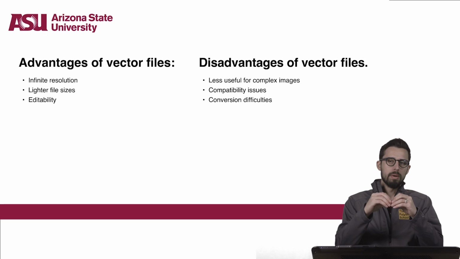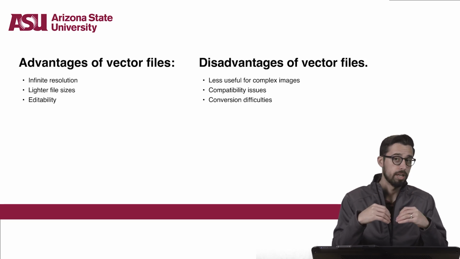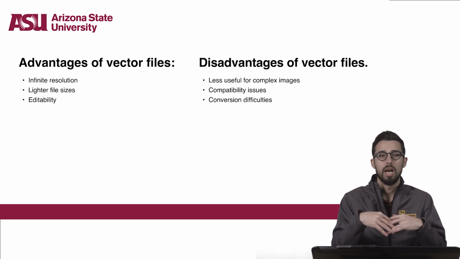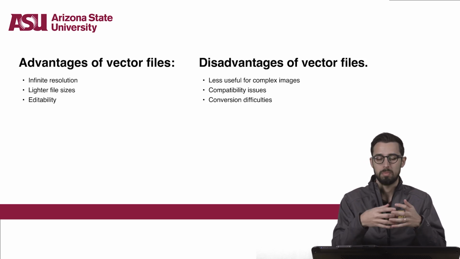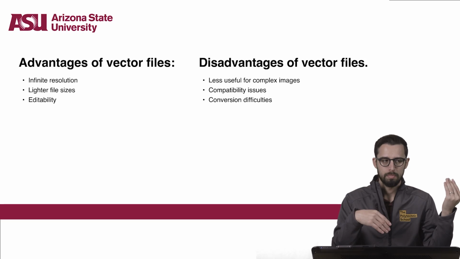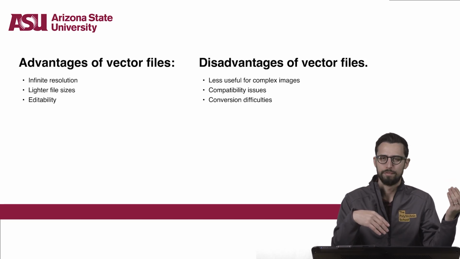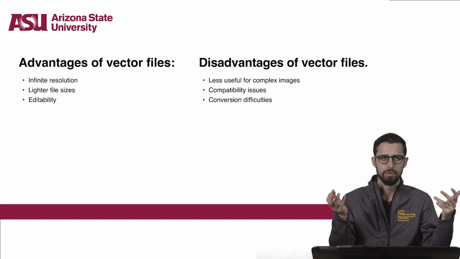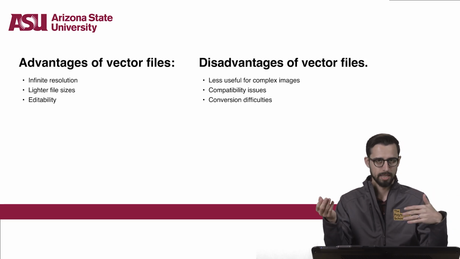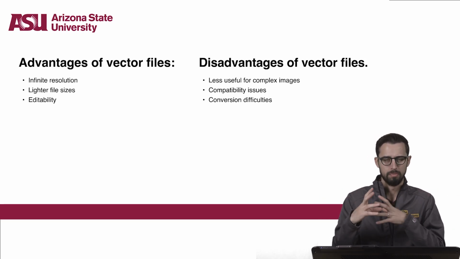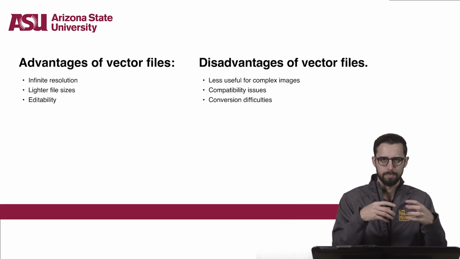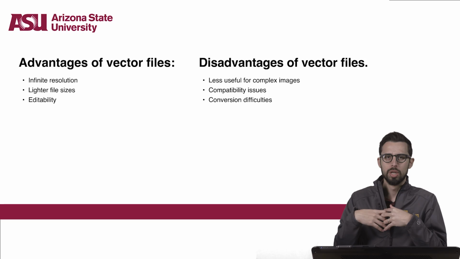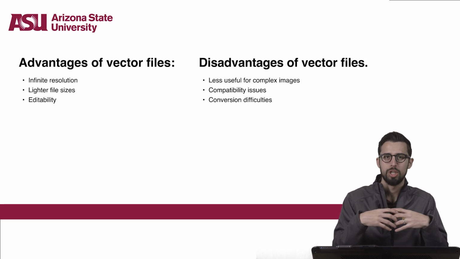Now, these are some of the major disadvantages that you get when using vector files. They are a lot less useful for more complex images. You cannot make a photograph a vector image per se. You could vectorize an image, but you're still going to be trapped with how big those pixels were in the first place. So they're less useful for complex images.